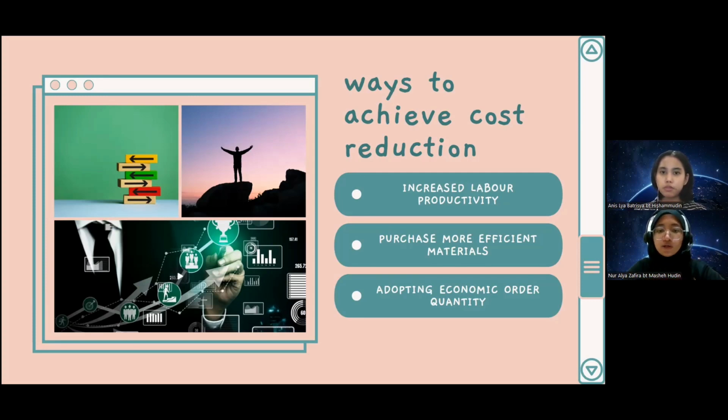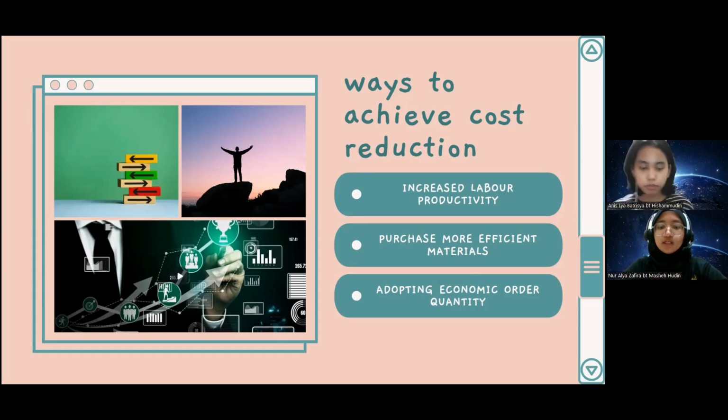So for the second point, the company can purchase more efficient materials. Anis stated that the company is considered lucky if they can purchase the same or slightly higher quality material at a cheaper price. Therefore, the company can do research to find a supplier that can offer good quality material at a cheaper price in order to have better production in the business.